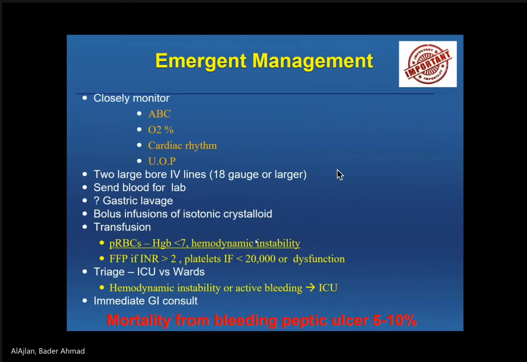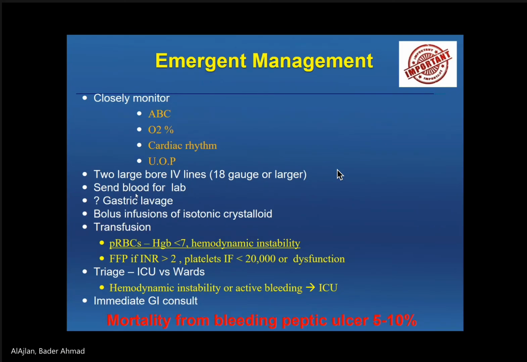So what we do when they come to the emergency room, first, of course, ABC. We connect them to oxygen, we connect them to cardiac rhythm monitoring and urine output. The other thing they like in the exam is to make sure that your patient has 2 large bore IV lines, 18 gauge or larger. It's very important information to make sure your patient has 2 big lines, so that if something happens, we can resuscitate really quickly.